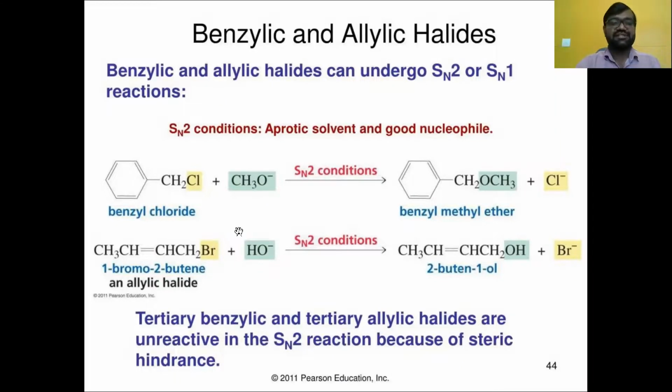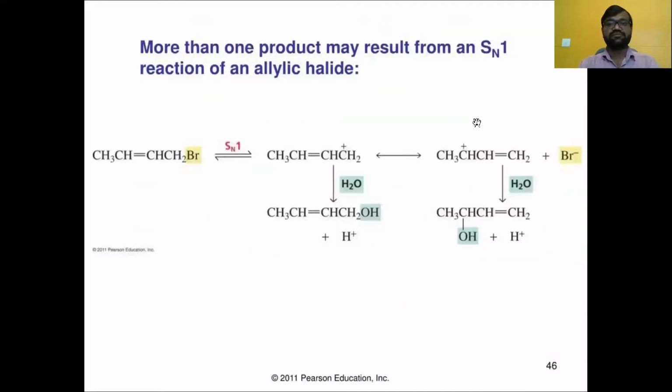So these are the reactions where, for Sn2 reaction, it is said that they basically undergo it in an aprotic solvent with a good nucleophile. So simply by replacement of Cl, they may form this methyl ethyl ether and this 2-butanol. So tertiary benzylic and tertiary allylic are basically not Sn2 reactions because of the steric hindrance. So they can undergo either of the reactions, either Sn2 or Sn1. There is no more difference.